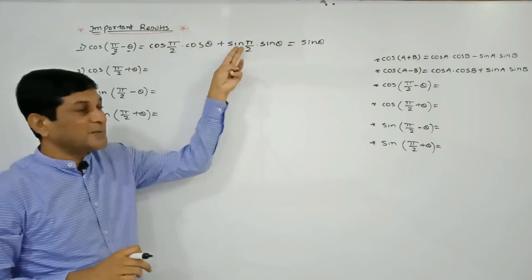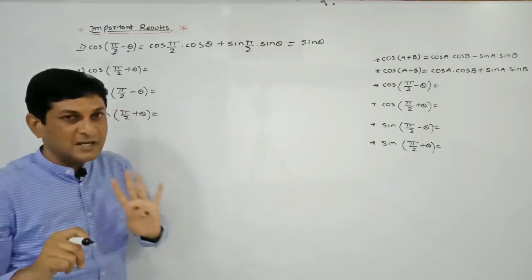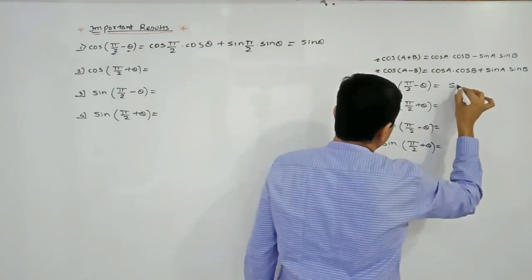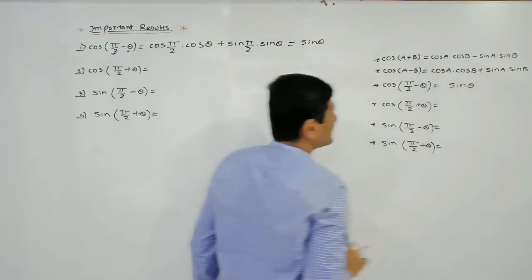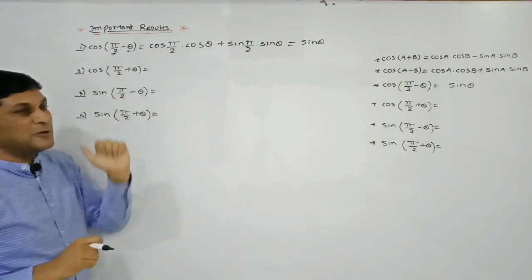And we know that the value of sin 90 is equal to 1, and 1 into sin theta will be equal to sin theta. What important result have we got here? Cos pi by 2 minus theta will be equal to sin theta. Now we are going to prove the second important result, that is cos pi by 2 plus theta.